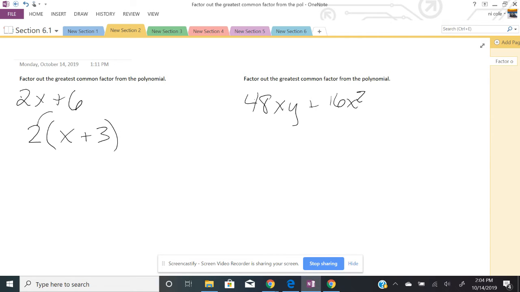And the way to check that is you do 2 times x, which gives you 2x, and 2 times 3, which gives you plus 6.